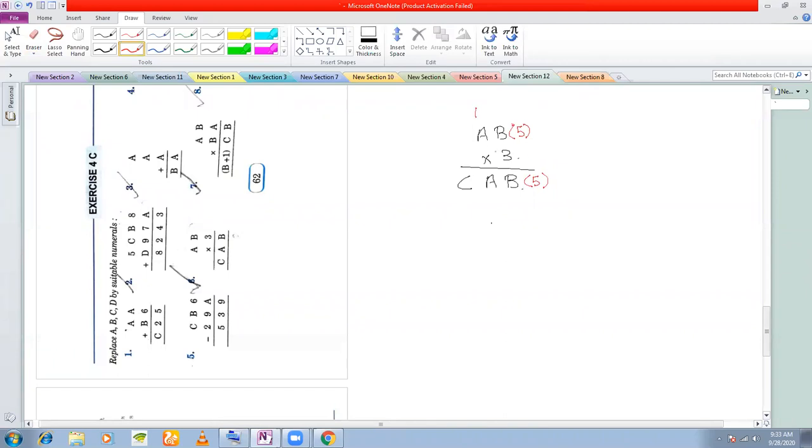Okay. Next, 3 into a plus 1 is giving you these two digits. So what digit in place of a should I put? And when I add it, I must get CA. Let us try a as 1. So 3 into 1 plus 1 is giving you 4, 0, 4. But a is equal to 1 here, I have taken. So it is not possible. So 1 is not possible.